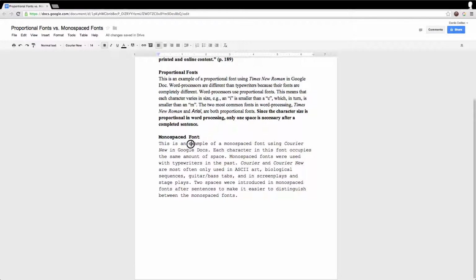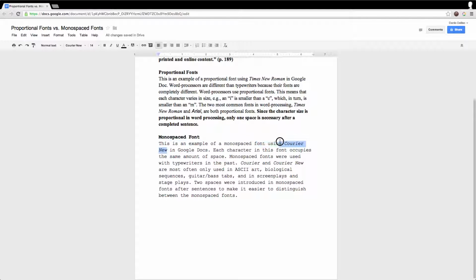The difference is, in a typewriter font, each character has the same space. So an E takes up the same amount of space as an X and the same amount of space as an I. This is okay for typewriters, and that's why we needed a double space. However, we are not using typewriters, we're using word processors.